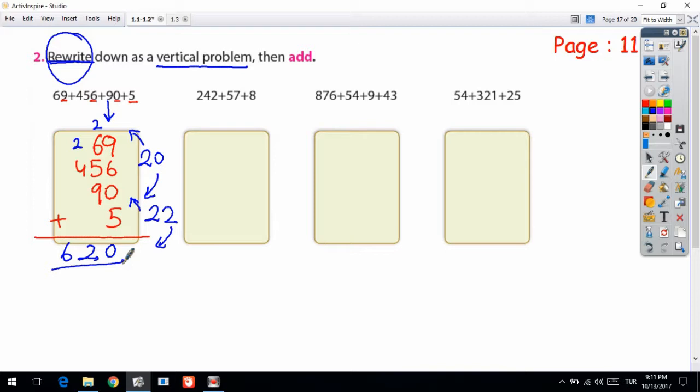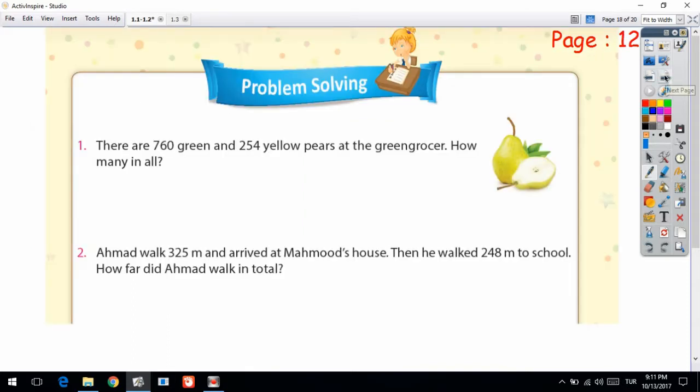So that's easy, right? You can do other questions like my types. Let's continue. We have page 12. So we have word problems on page 12. Okay, let's continue to read the first question.